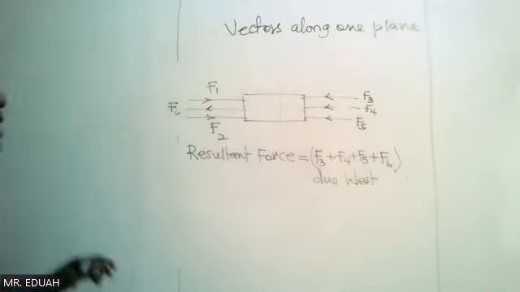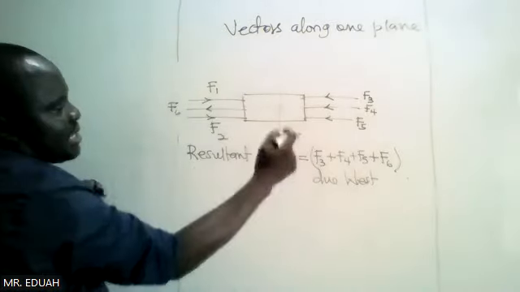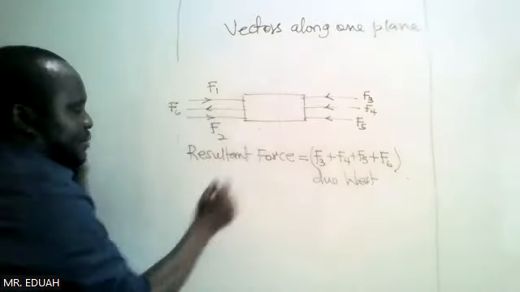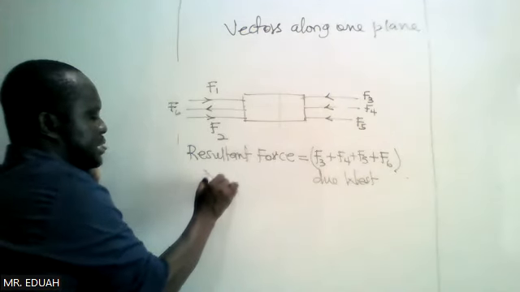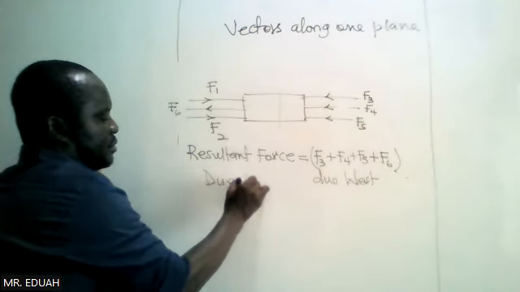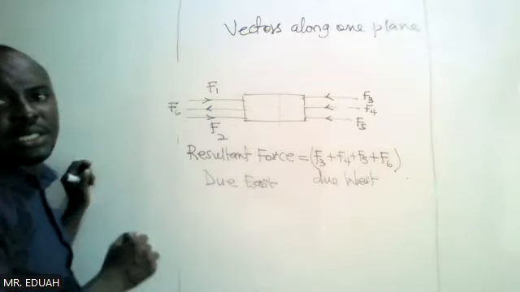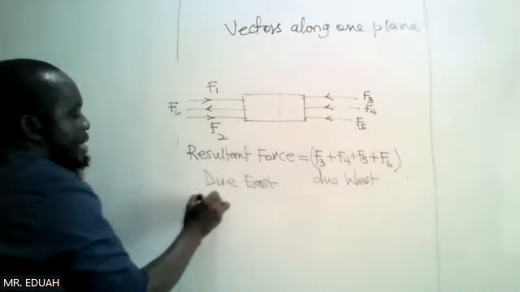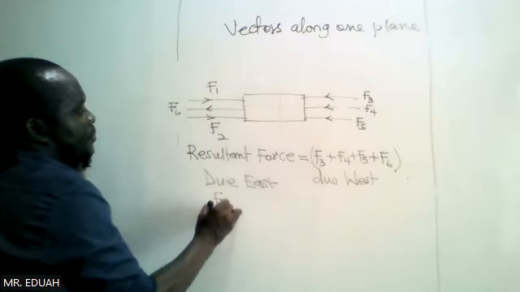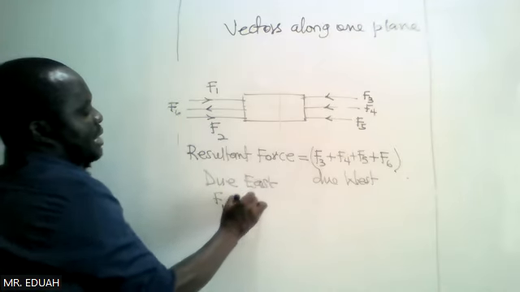Then I look at the total forces due east. So due east I have F1 plus F2.